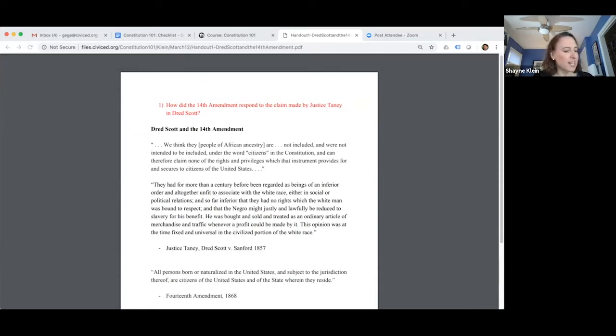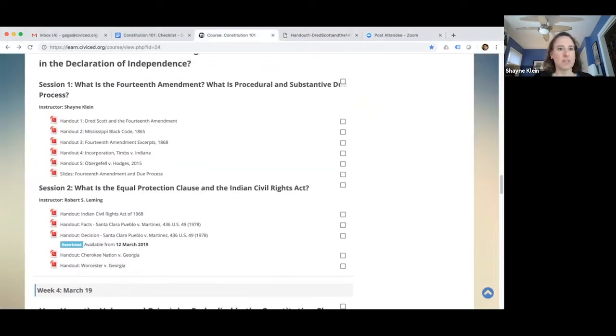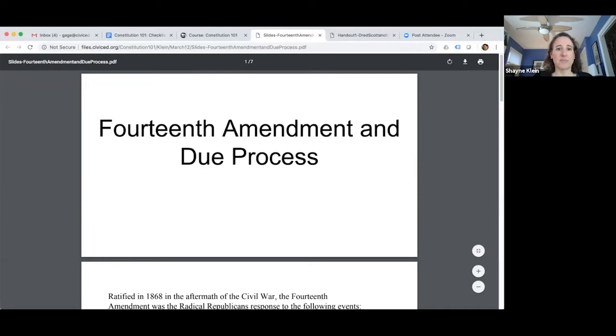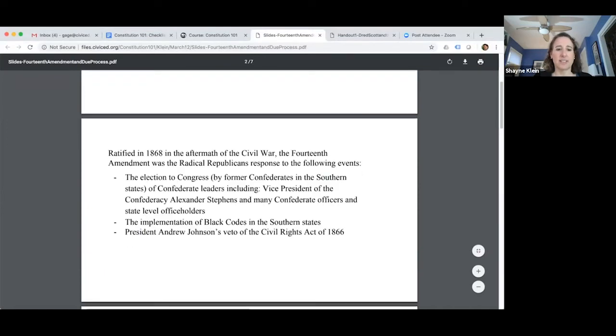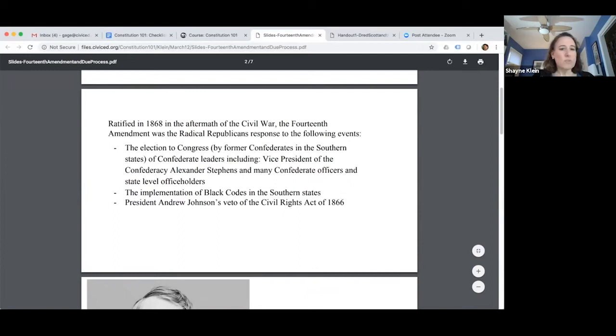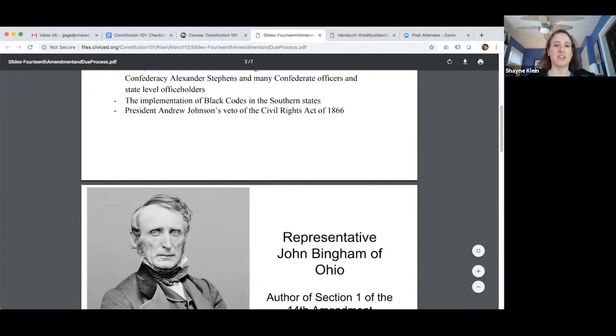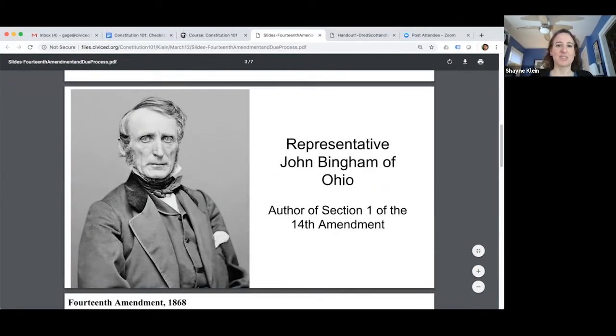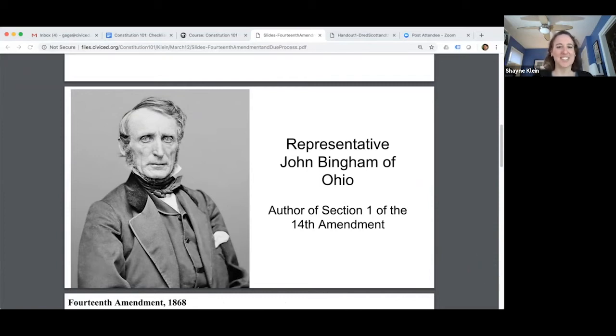So I'm going to ask Mark to go over to the PowerPoint slide, the second slide there. Yeah, if we scroll down to that. So ratified in 1868, and actually scroll down to John Bingham. I just thought we could use a picture. So here's the guy who wrote section one of the 14th Amendment. He looks like most 19th century photos of people look, right? Little bug-eyed.